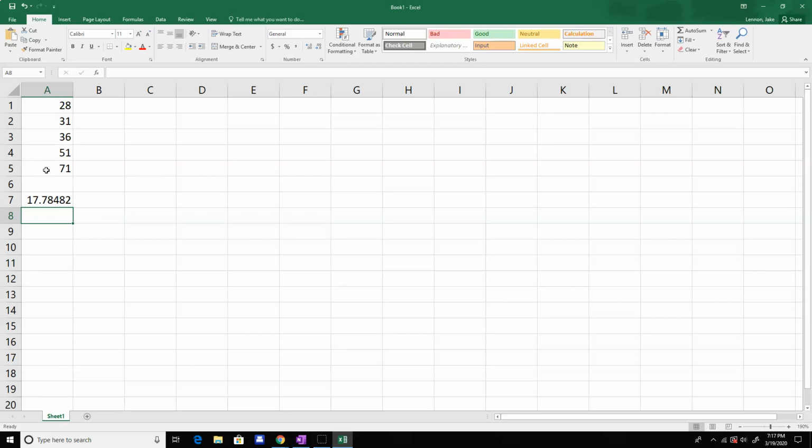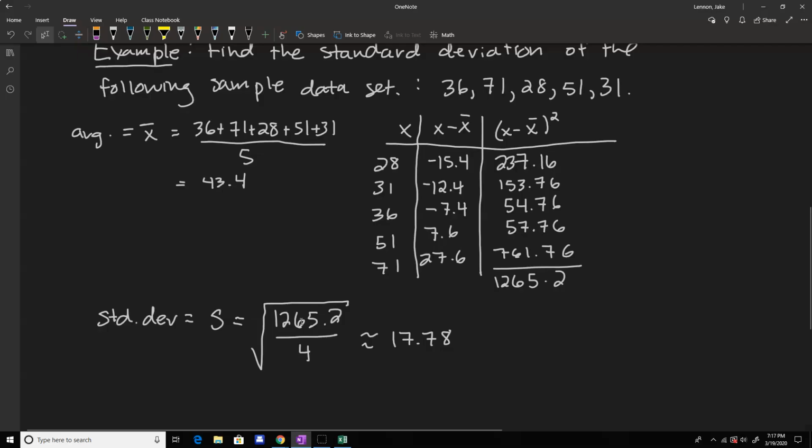and obviously it's going to be much quicker if you do it on Excel, but it's always nice to make sure you can do it by hand and then get the correct answer that way. All right, so that is computing the standard deviation.